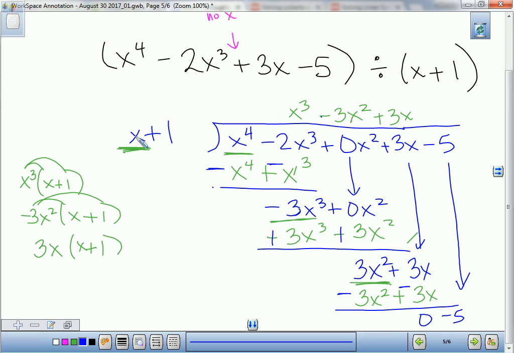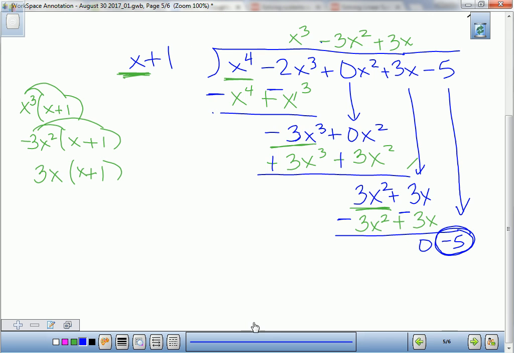And I can't multiply x by anything and turn it into negative 5. Okay? So this negative 5 is the remainder. So let's write our answer. Our answer is all this stuff up top.